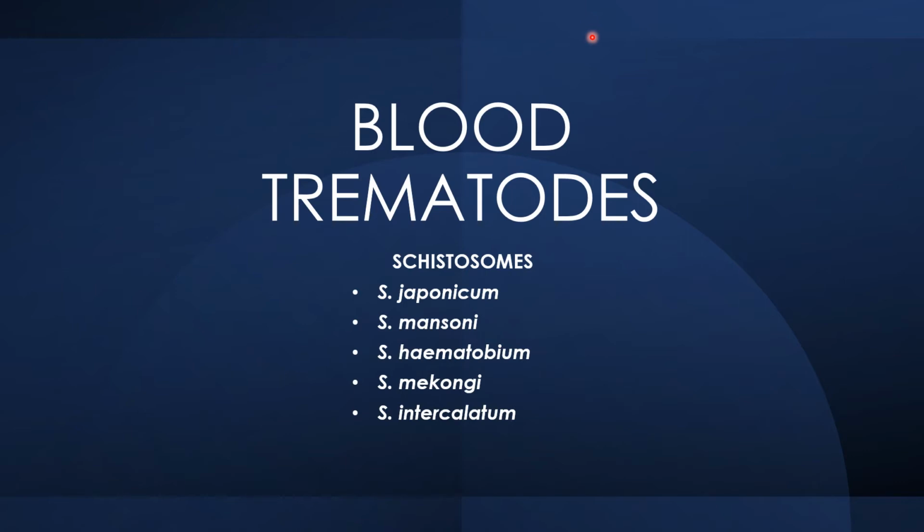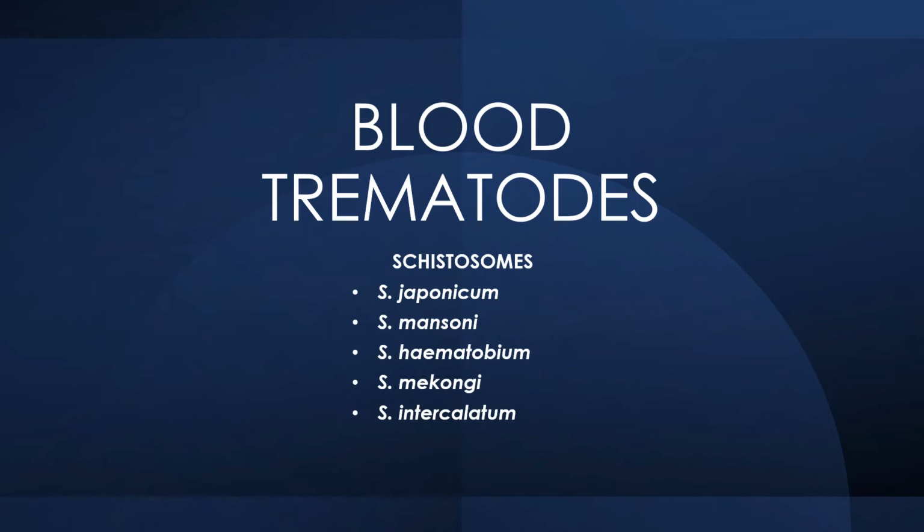For S. intercalatum, they are found on the west side and central portion of Africa. For Asian schistosomes, we have S. japonicum, which is predominantly present in the Philippines. It is otherwise known as the Oriental blood fluke. S. mekongi is found in the Mekong River Basin. It is the longest river in Asia.